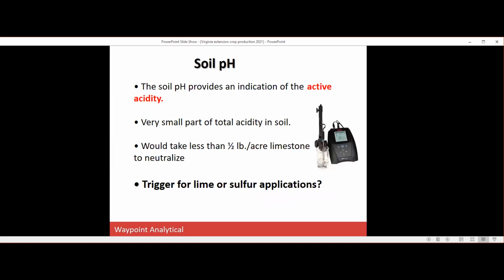So the idea of the soil pH is that all it does for us is trigger how much lime or sulfur to apply. If your pH is less than 6.2, then we know we need to apply lime. If your pH is greater than 6.8, it triggers how much sulfur you need to apply. It does not tell you the quantity of lime or sulfur to apply.